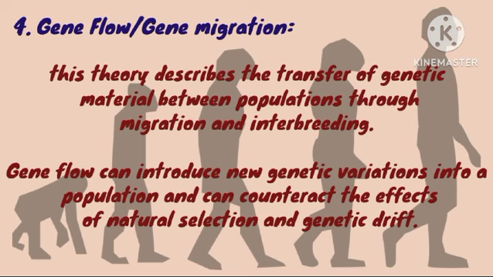This theory describes the transfer of genetic material between populations through migration and interbreeding. Gene flow can introduce new genetic variation into a population and can counteract the effects of natural selection and genetic drift.